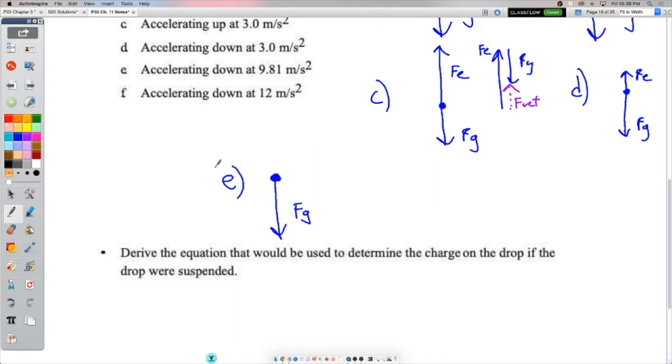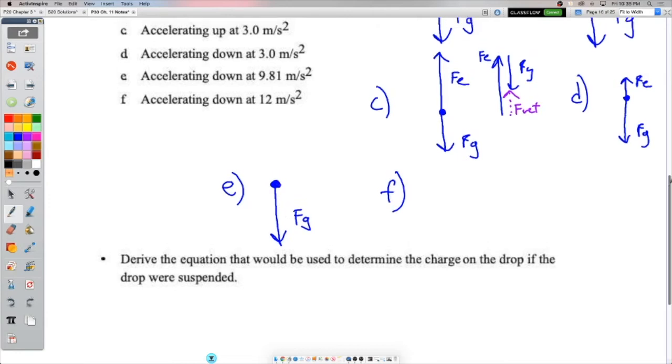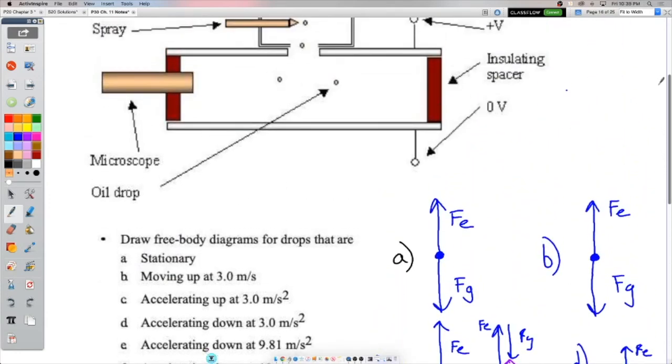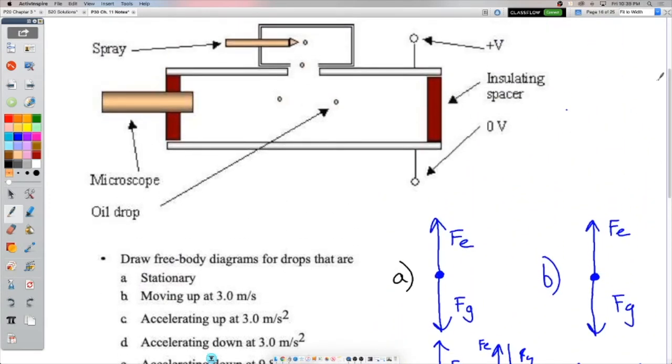Now, what if it's accelerating down at 12 meters per second squared? Well, then we must have given something else acting downward to make it accelerate down even more quickly than it would in free fall. It's falling faster than gravity would pull it downward on its own.